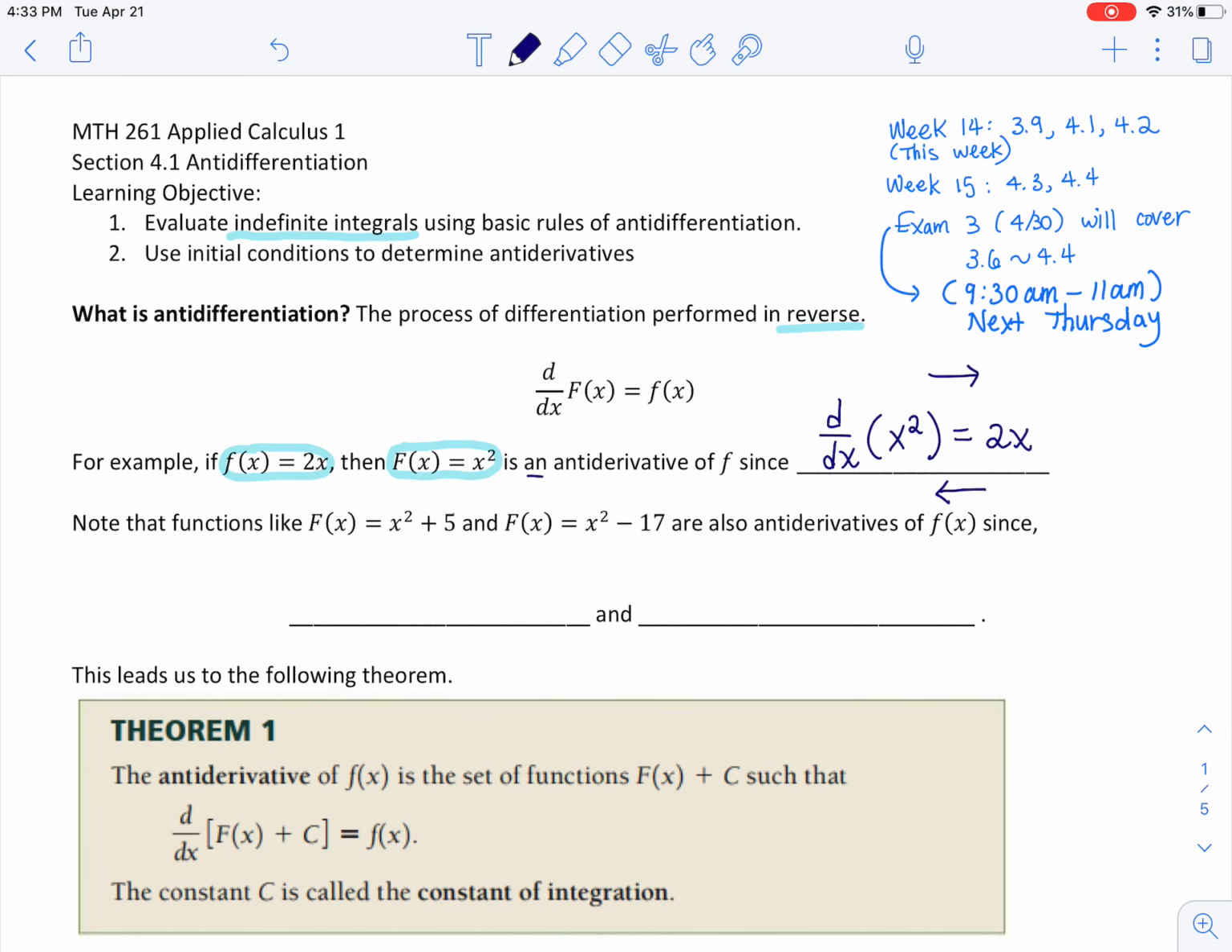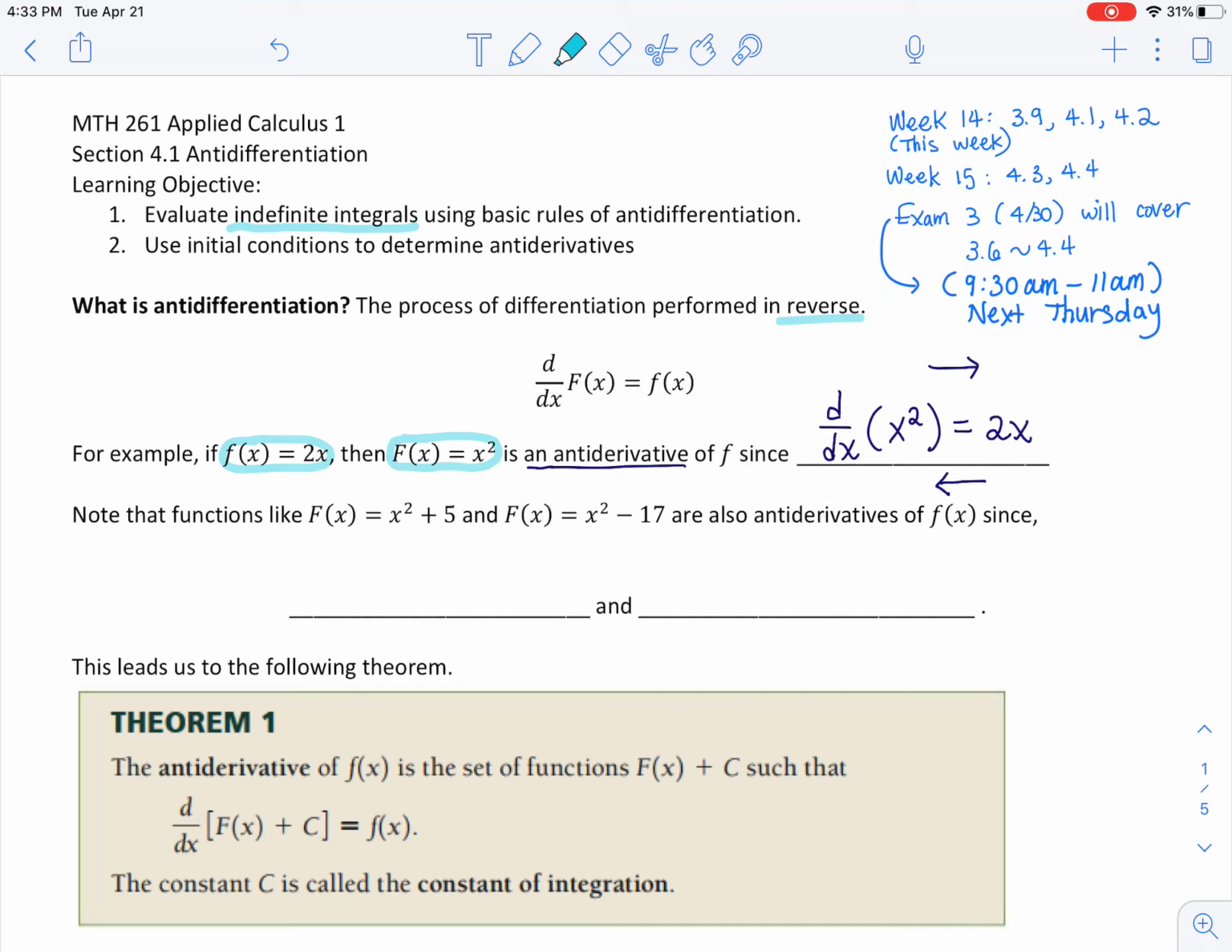I'm going to give you 2x, and I will ask you to find the antiderivative. In other words, what's that original function if you take the derivative that you will get 2x? And here's the thing, though. Notice how I said x squared is an antiderivative. It's not the antiderivative.